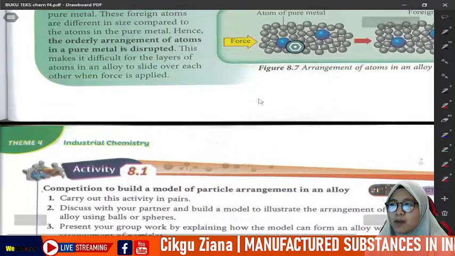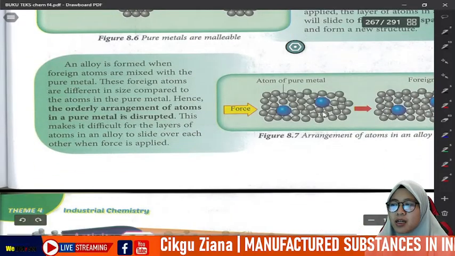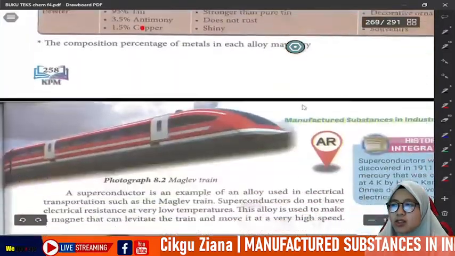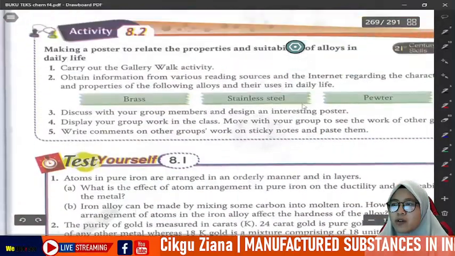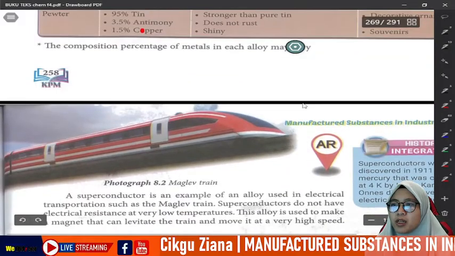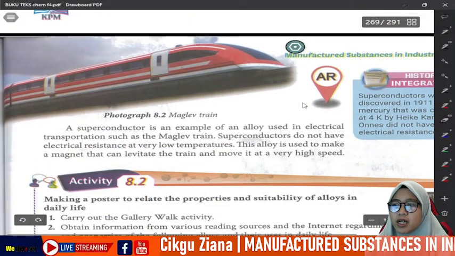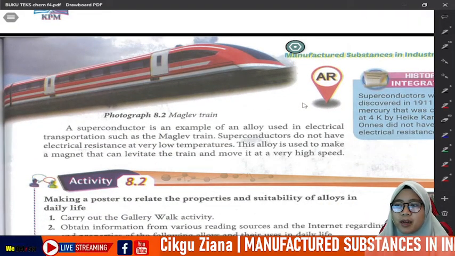Dan satu lagi popular question macam inilah. Kenapa dia kata alloy is stronger than a pure metal. Okay, so itu sahaja. Thank you for this group. Tapi ada tak group ni bincang tentang superconductor? Tak ada. Not yet.